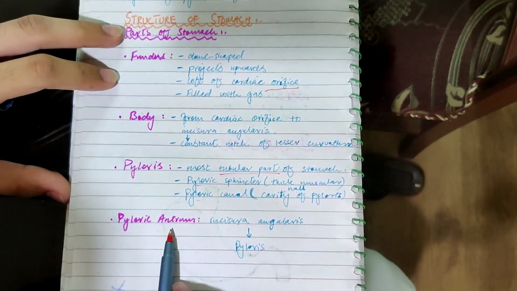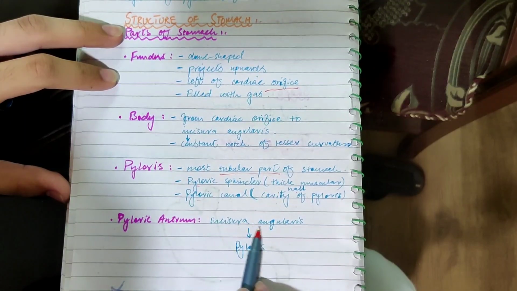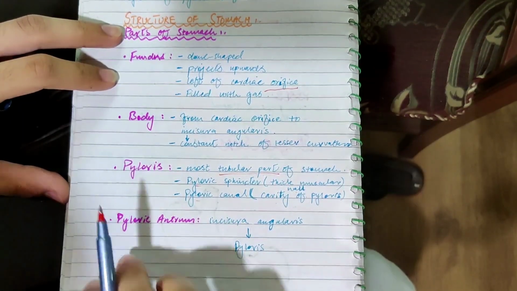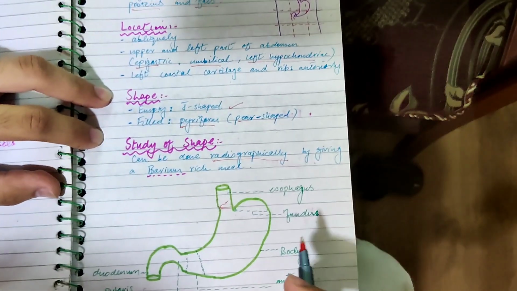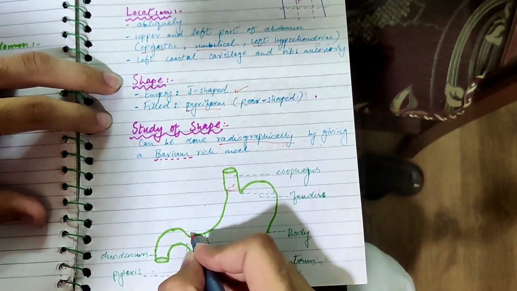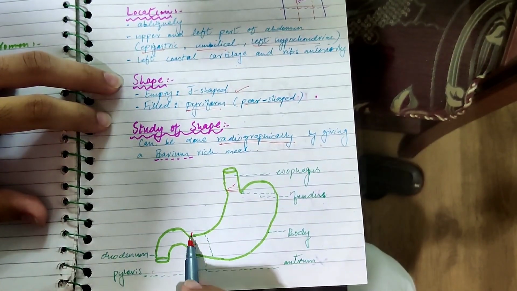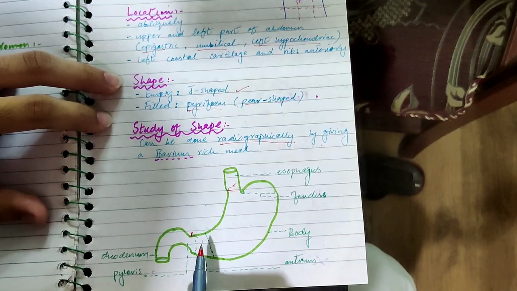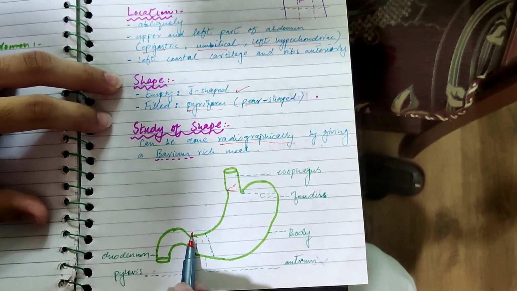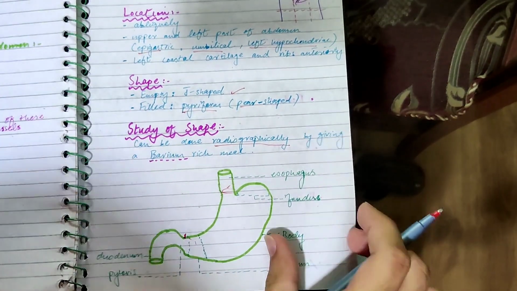Now what is the pyloric antrum? The pyloric antrum is the region between the incisura angularis and the pylorus. I show you in the diagram. This is the incisura angularis, and basically the antrum is the region between the incisura angularis and the pyloric region.